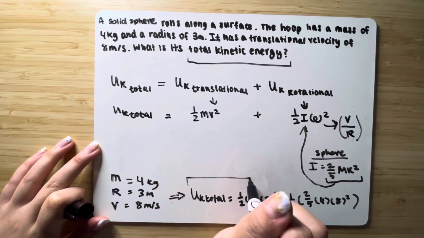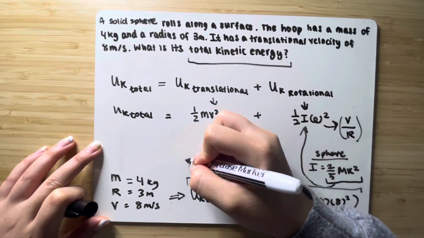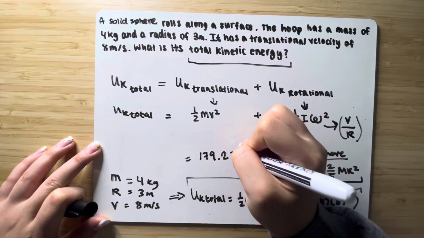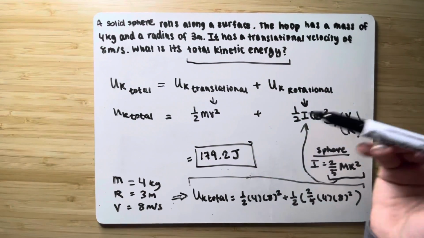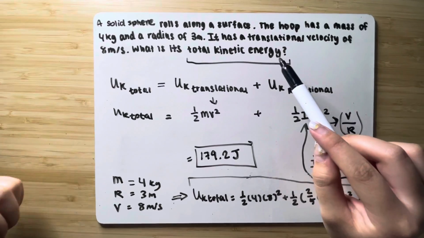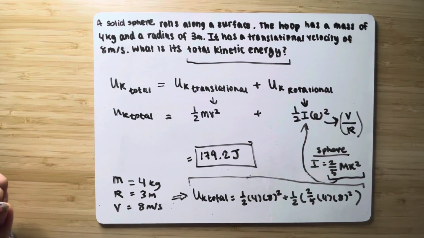which all of these is equal to 179.2 units will be in joules. So it'll take 179.2 joules of total kinetic energy for a solid sphere to roll along a surface, in this case.